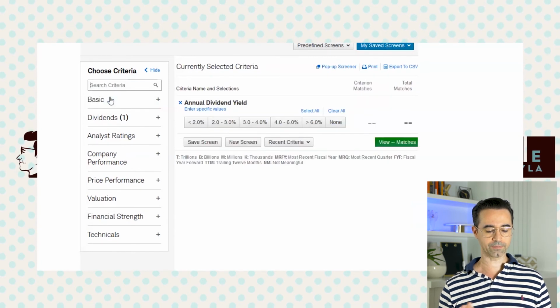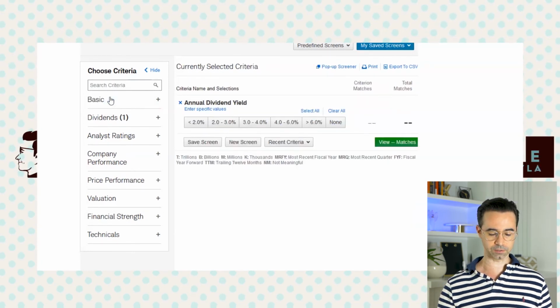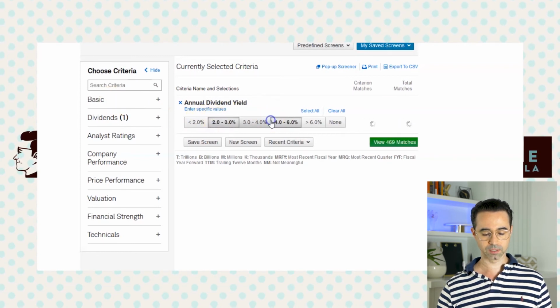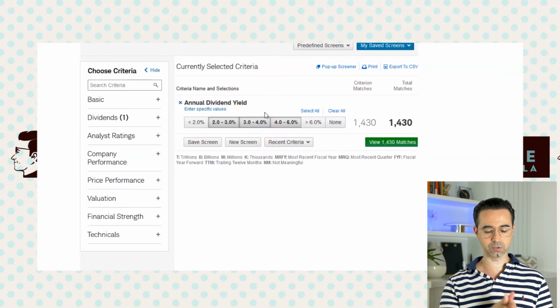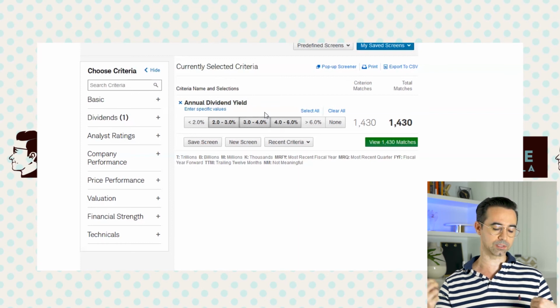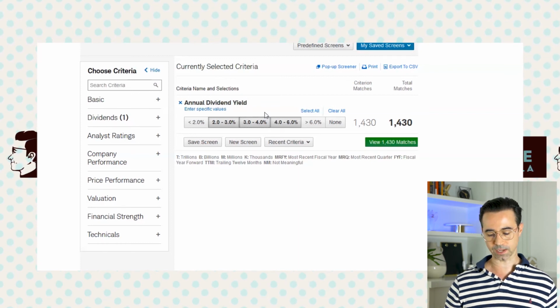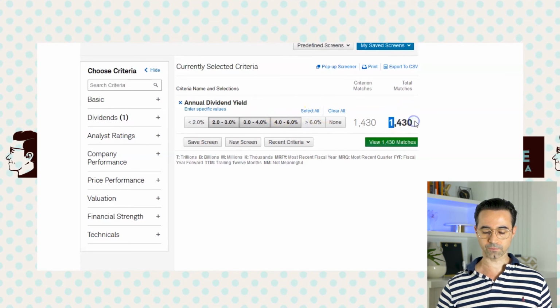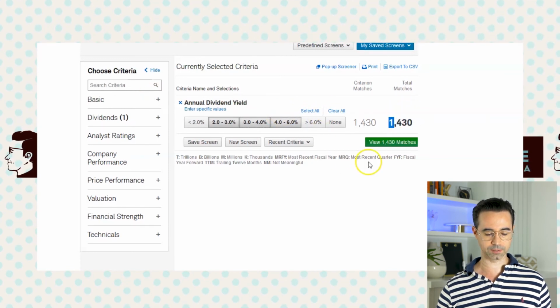So let's say you want to have a company with a certain amount of dividend yield. So you could go here and say, I want a company with, let's say, 2 to 6%. So you can have companies with a 2, 3, 4, 5, or 6% dividend yield. Maybe more than 6% is too much for you. Maybe less than 2 is not good enough for you. Whatever it is, there are 1,430 companies that match this.